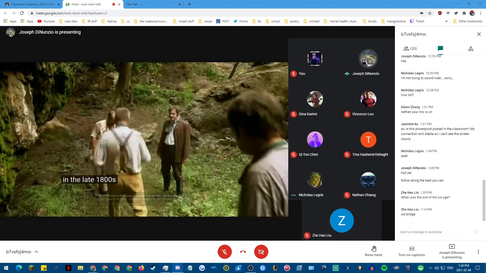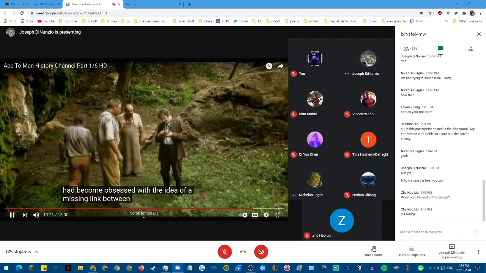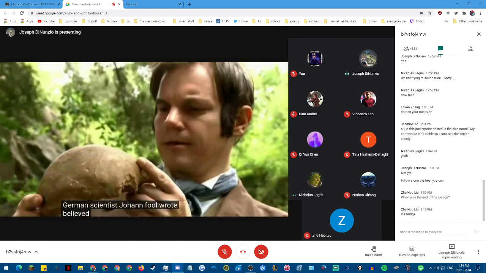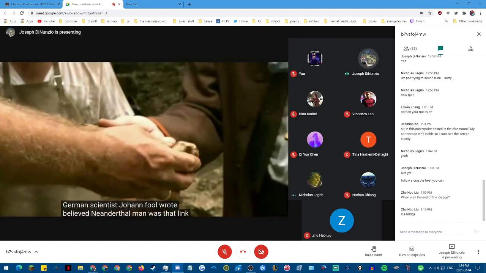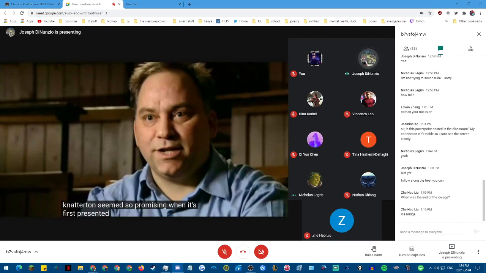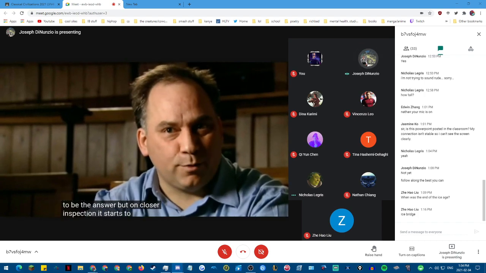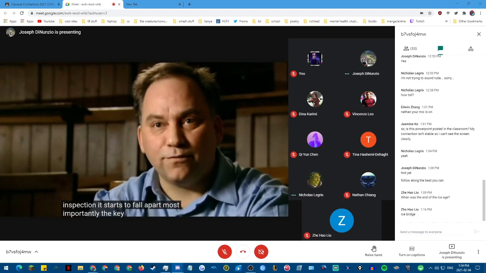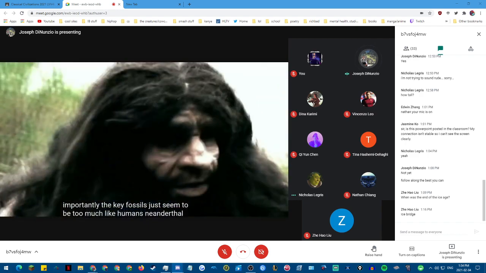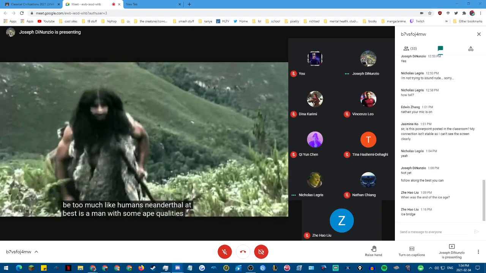In the late 1800s, the world of science had become obsessed with the idea of a missing link between apes and man. And German scientist Johann Fuhlrott believed Neanderthal man was that link. Neanderthal seems so promising when it's first presented. It seems like it's going to be the answer. But on closer inspection, it starts to fall apart. Most importantly, the key fossils just seem to be too much like humans. Neanderthal at best is a man with some ape qualities.